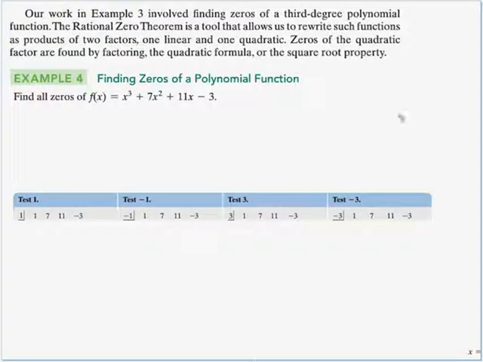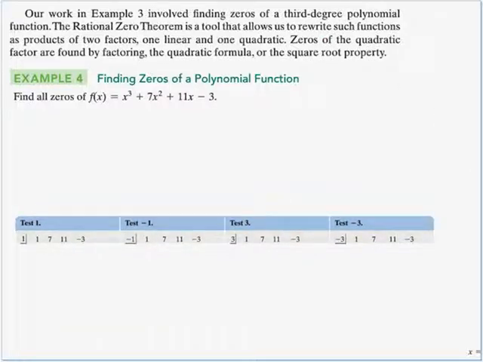Let's continue 3.4, zeros of polynomial functions. Our work in that previous example involved finding the zeros of a third degree polynomial function. The rational zero theorem is a tool that allows us to rewrite such functions as the product of two factors, one linear factor and the other quadratic. Zeros of the quadratic factor are found by factoring, or maybe the quadratic formula, or the square root property. Complete the square, so to speak.